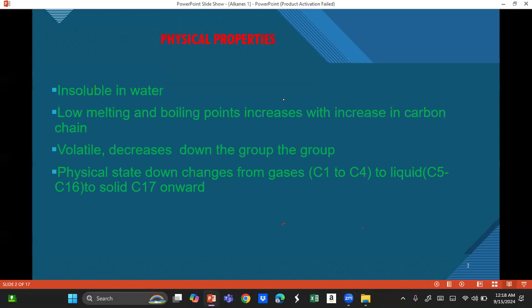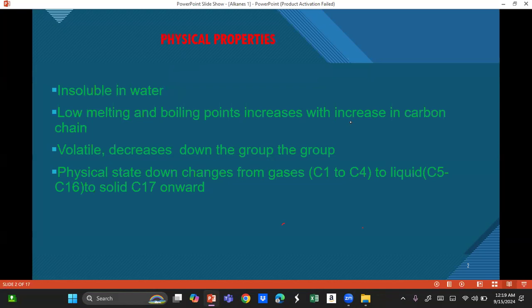Now we are talking about physical properties of alkanes. As you know, in chemical bonding, you might have studied that covalent compounds are usually insoluble in water. Alkanes are also covalent compounds, so they are also insoluble in water. They have low melting and boiling points. When we say they have low melting and boiling points, that means they have weak intermolecular forces.